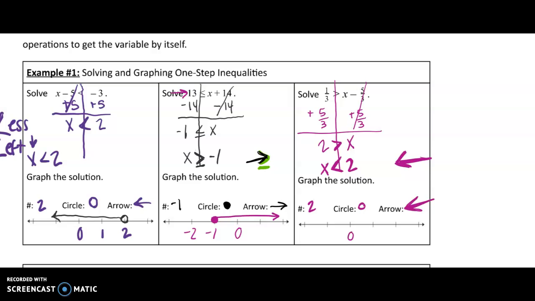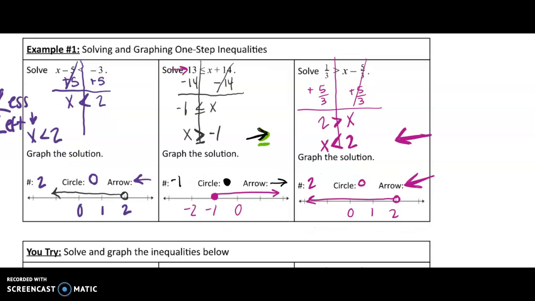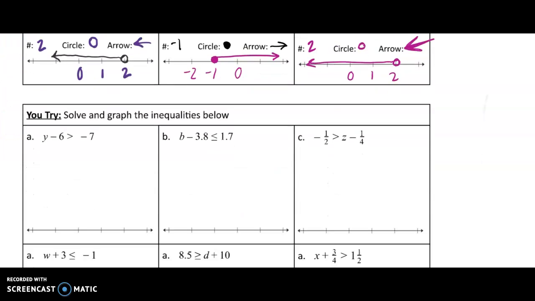So I'm going to go to 0, 1, 2. It's an open circle because there's not a line underneath. And I point it to the left. So I want you to do the try-its on your own, and then you'll check your answers with mine.